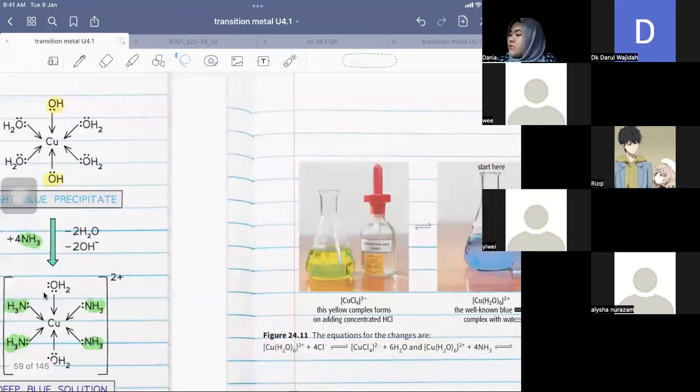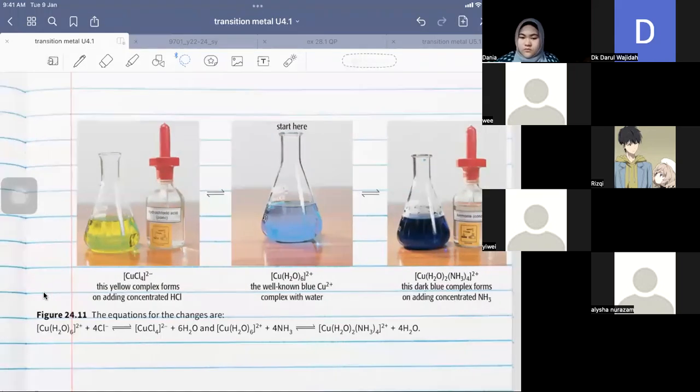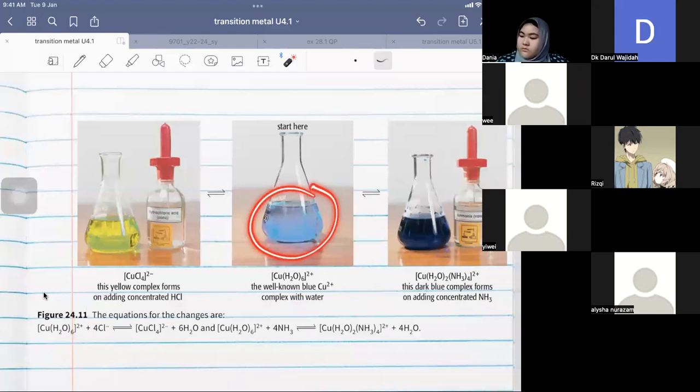Right. So this is how it would look. Starting with copper sulfate solution, usually it's pale blue, okay? If you add hydrochloric acid or any form of chloride ions, it will turn into a yellow solution, and the formula is CuCl4 2-. Okay, when you add excess ammonia, you will get the deep blue solution.